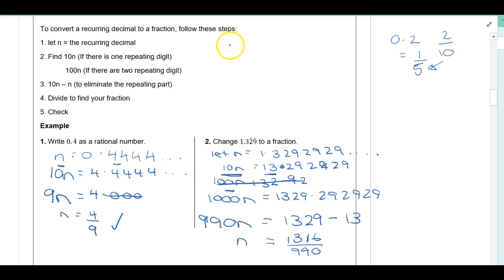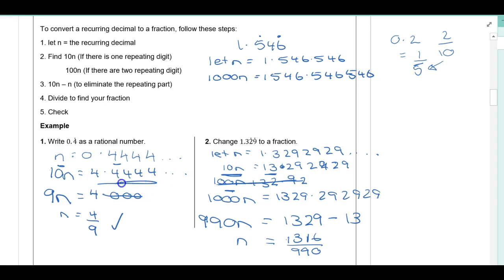I'll do another one up here. That one's a bit challenging. So maybe if I said to you 1.546 and I reoccurred like that. Let n equal 1.546546... Now if I let 1000n, that's going to move it 3 decimal places, so I'm going to get the pattern again. I need the pattern again because if I don't have the pattern again, I can't subtract like over here. This won't happen.